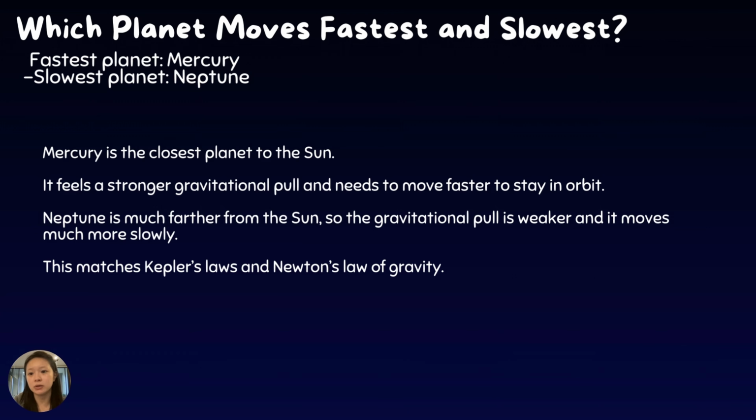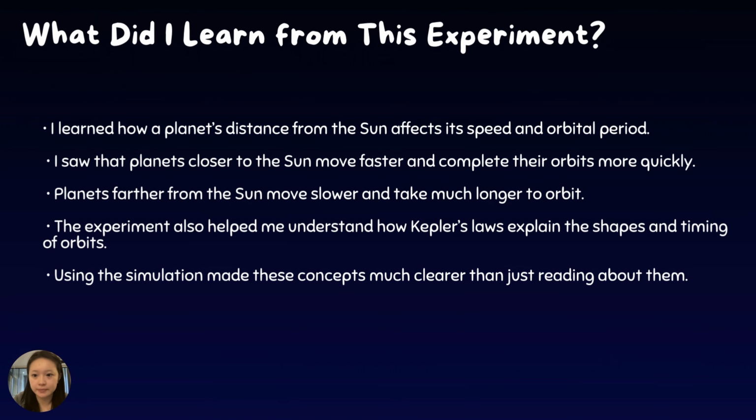According to Kepler's law, Mercury is the fastest planet. It is close to the Sun and feels stronger gravity, so it moves quickly. Neptune, on the other hand, is farthest and moves the slowest. These observations agree with both Kepler's and Newton's laws.